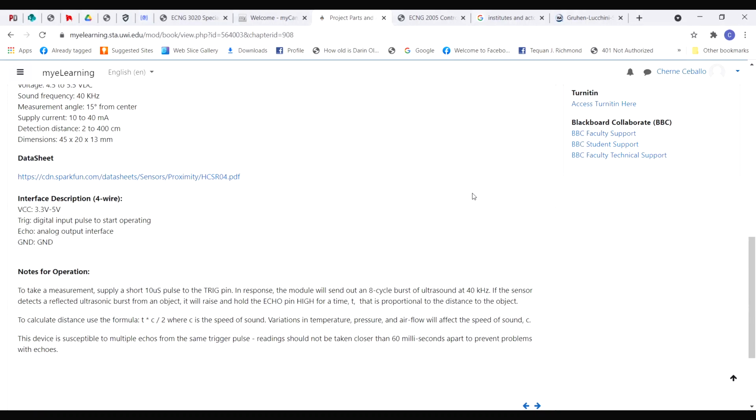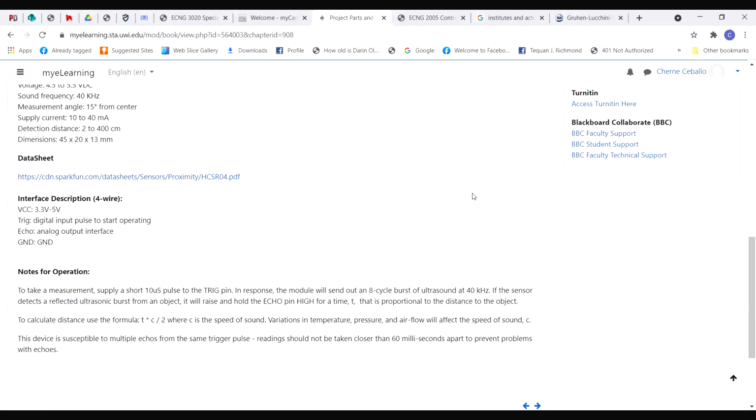All right. So I will have some count that will be proportional to the distance. So all I then have to figure out is how long that echo pin was high, and then I could do a calculation. If I know how long the echo pin was high, I will know how far away the object is. They say to calculate distance, use a formula, T times C over 2, where C is the speed of sound. Again, you're multiplying. We already talked about how to multiply. We know how to divide by 2. We already talked about the fact that you could multiply in multiple ways if you're multiplying by a constant.